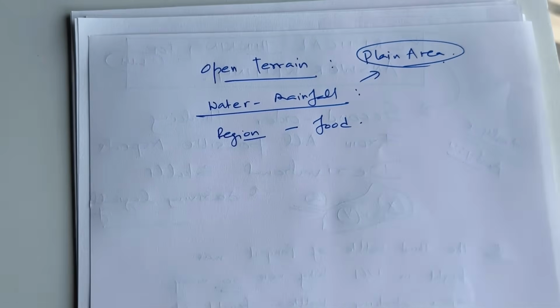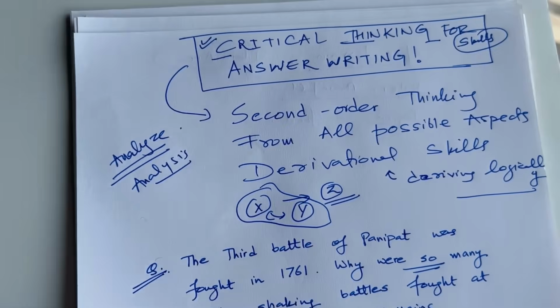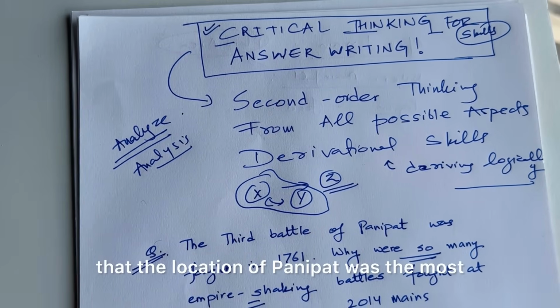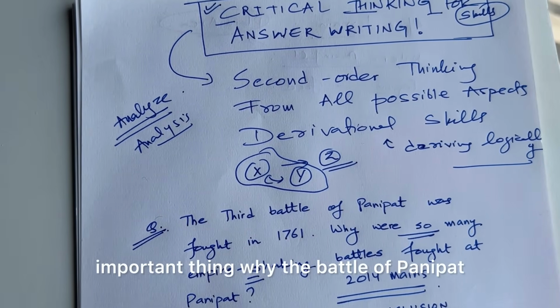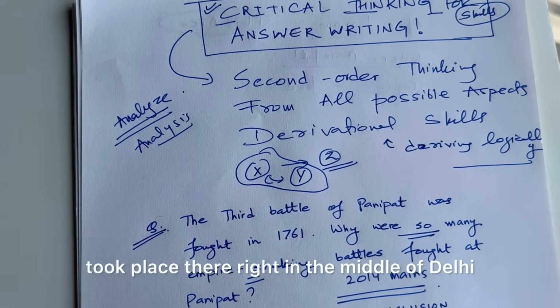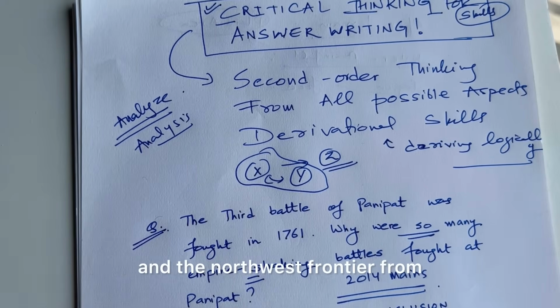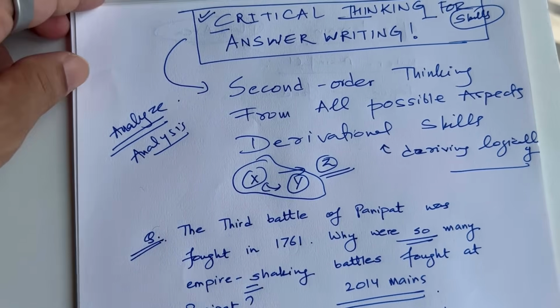We have come up with so many reasons, but at the end of the day, it is important to know that the location of Panipat was the most important reason why the Battle of Panipat took place. It is right in the middle of Delhi and the northwest frontier from where the invaders were coming.